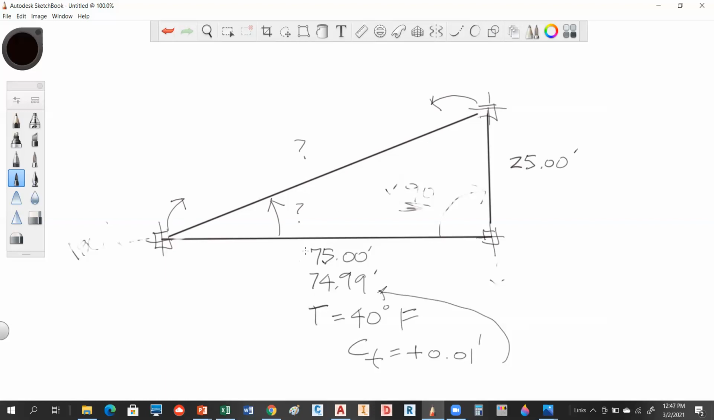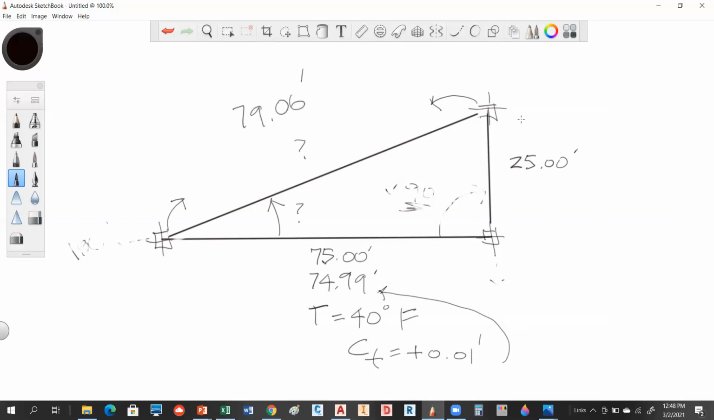So if you take 75 squared plus 25 squared, take the square root of that, you'll get a number. And if you go out and shoot that with your EDM and you don't get that number, that's telling you you've got an issue. So if we take 25 squared and 75 squared, take the square root of that, we should be coming up with, it looks like, if I calculated that right, 79.06.